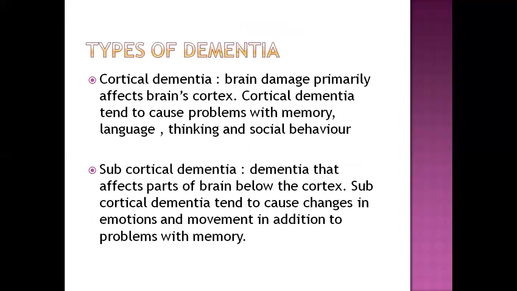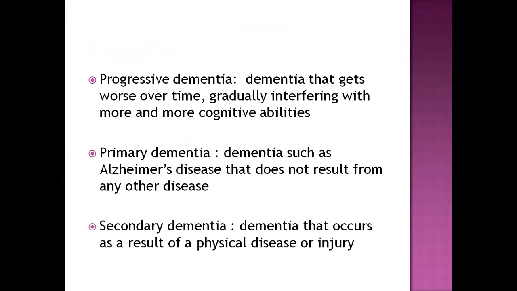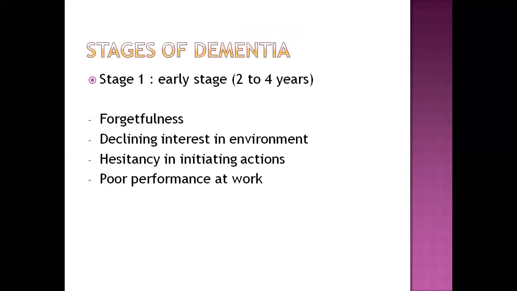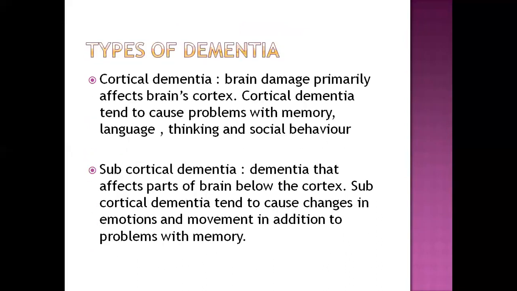Now, the types of dementia are cortical dementia, subcortical dementia, progressive, primary, and secondary dementia. In cortical dementia, there is damage to the cortex. The cortex controls memory, language, and social behavior. There is harm to all these things: memory, language, social behavior.